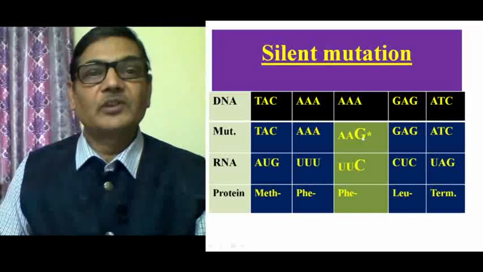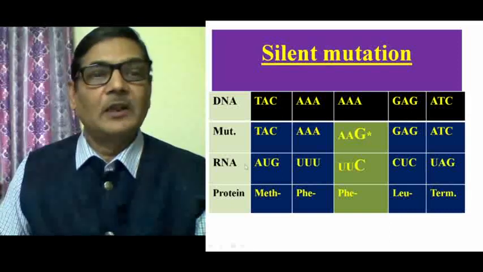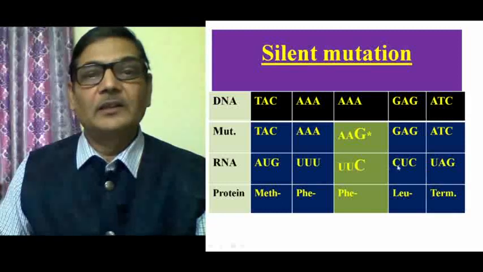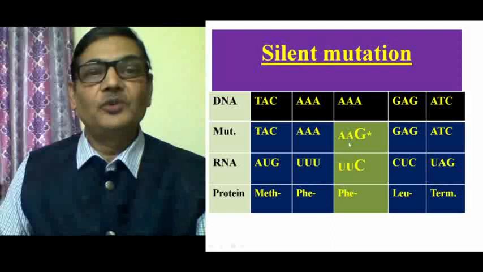And due to this transition mutation, what will happen? After transcription, in the mRNA the codons will be AUG, UUU and UUC. Instead of UUU, it will be UUC. And then the rest of the things will be as such. So what will happen? This UUC will encode for phenylalanine. UUU also encodes for phenylalanine.